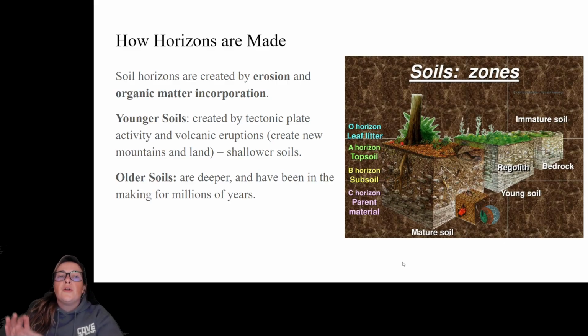Okay, so horizons are made through weathering in time, right? We know this. What this also means is that it's being created by erosion and the incorporation of organic matter. So generally speaking, younger soils are created by tectonic plate activity and volcanic eruptions. So when you think of younger soils, this is how new mountains and land are created, right? So this is a lot of rock, a lot of solids coming together and forcing a new mountain mass to form. You think of it as rocks coming together. So that is a young soil.